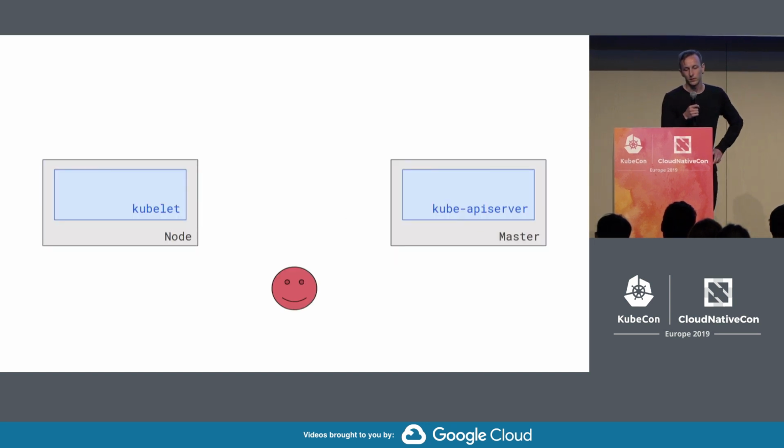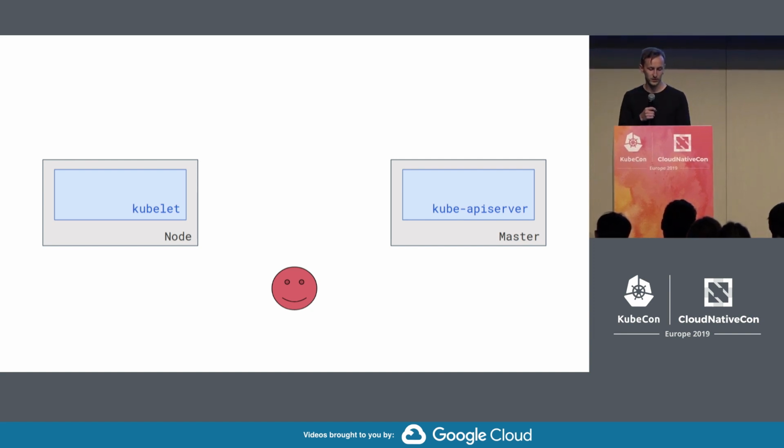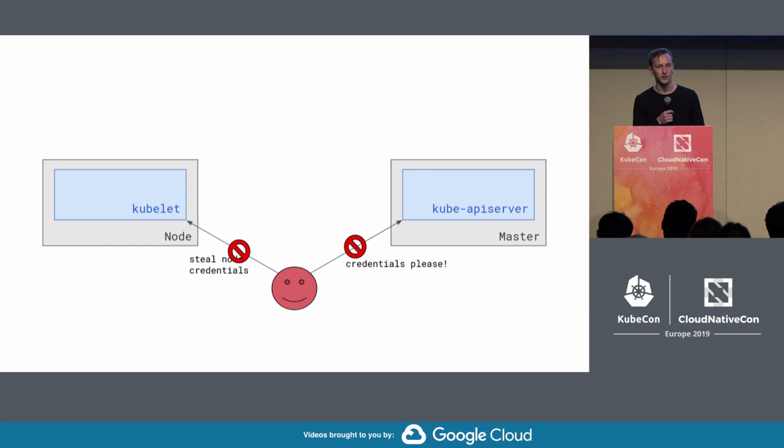All right, so in the CSR API, what we want to prevent is two things. First, we want to prevent the attacker from abusing this API to mint new credentials pretending to be a node. We also want to, as much as possible, limit the attacker from stealing the credentials that the node has already provisioned and using them offline.